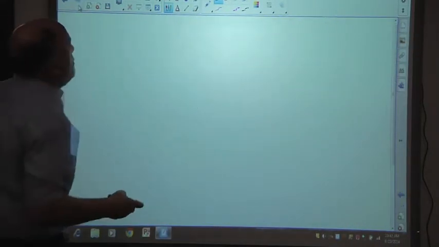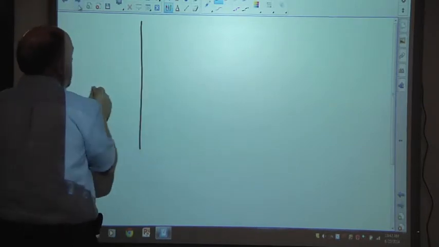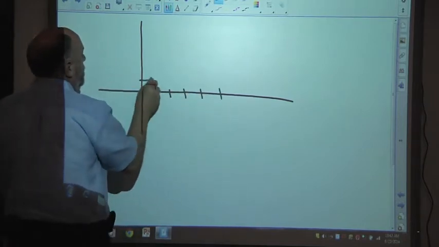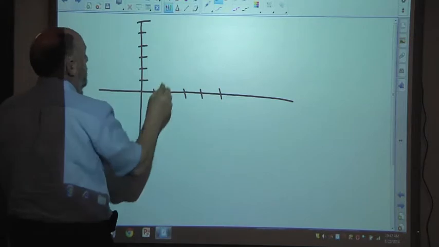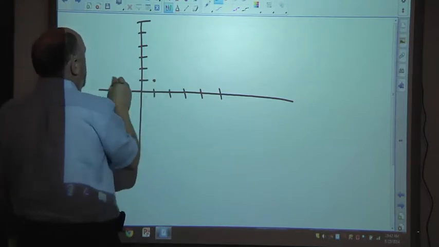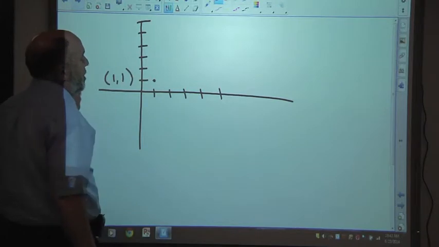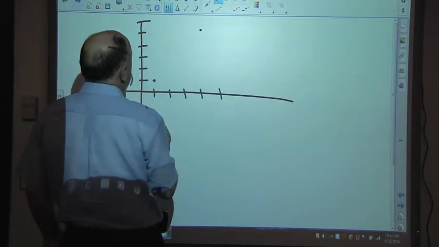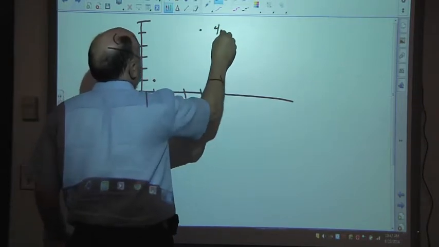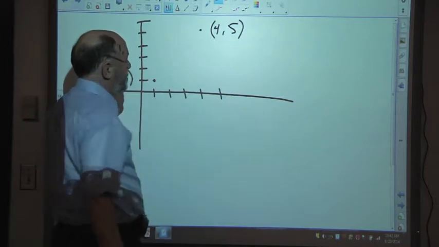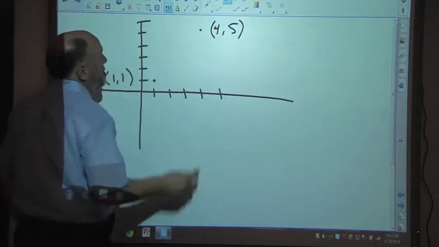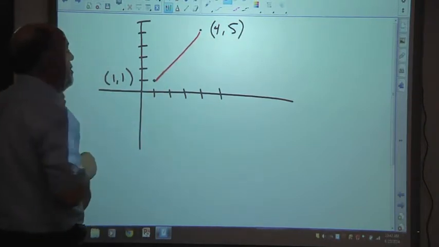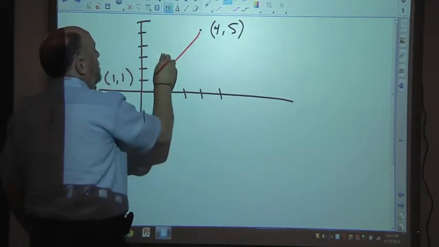So let's say I have 2 points on a graph. So let's say I have this point, which will be at the point 1, 1. And then I have this point up here, which will be at the point 4, 5. Right? And I want to know, what is the distance from here to there? What is the length of that line? So what is the distance here?